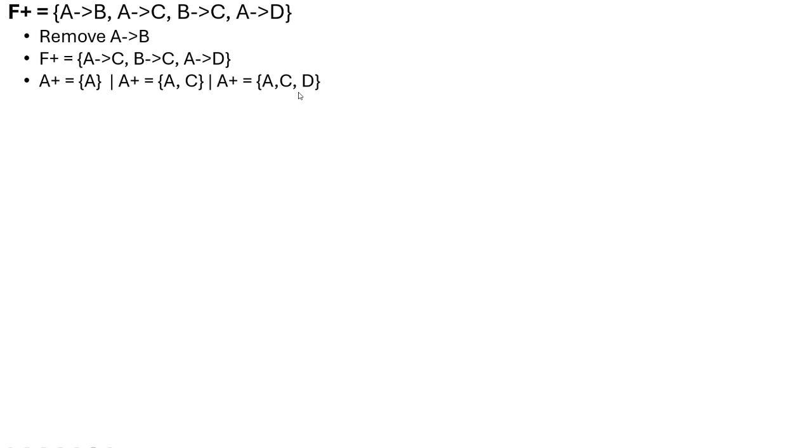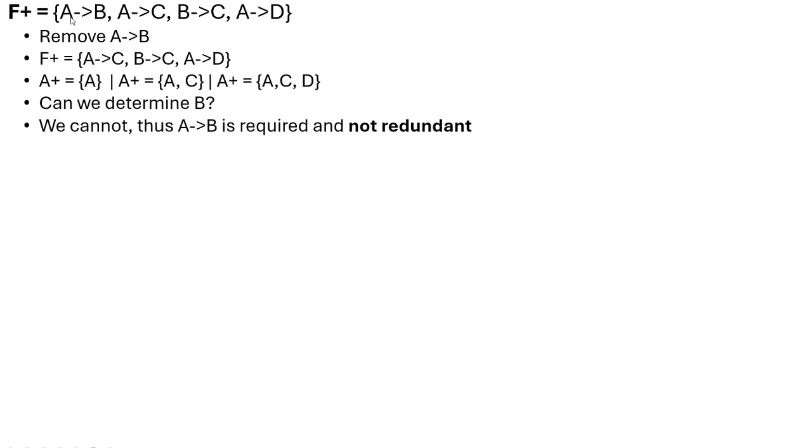So this is looking pretty good, but for instance, we are actually missing B still. Okay, so how else using these functional dependencies can I calculate B? Well, I can't. So what that tells us is that this A implies B is not redundant and that we're going to need it in our cover.